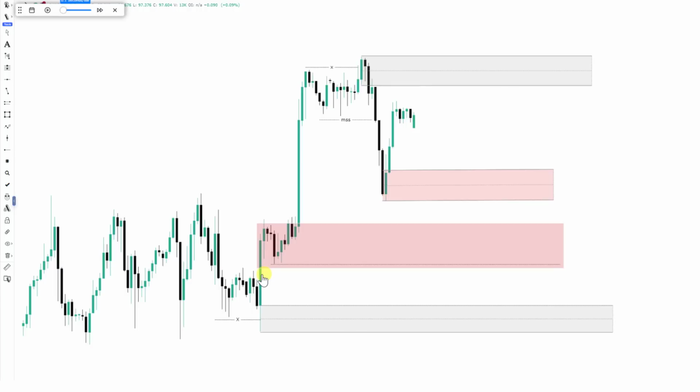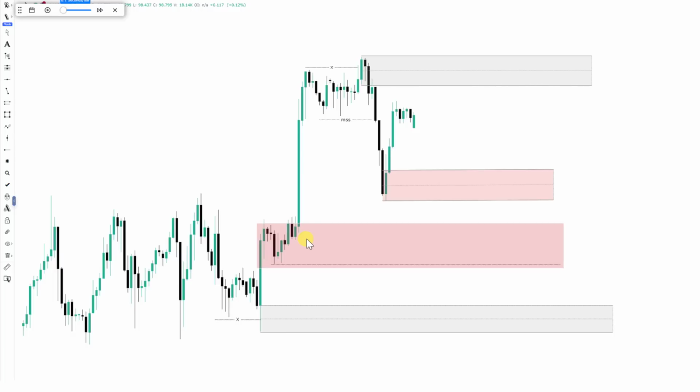The price inefficiency right here was created when institutions moved with aggression to the downside, took the liquidity at this low, and you see them moving with momentum to the upside. Slowing down at this particular area is then building an inducement because they know that a lot of smart money traders are going to fall for this trap. And the thing is, sometimes you might see me fall for this trap as well because you can't know everything in the markets. But all you need in order to avoid this kind of trap is to pay full attention to the market; you usually come to the price chart to read what price is doing in the market.